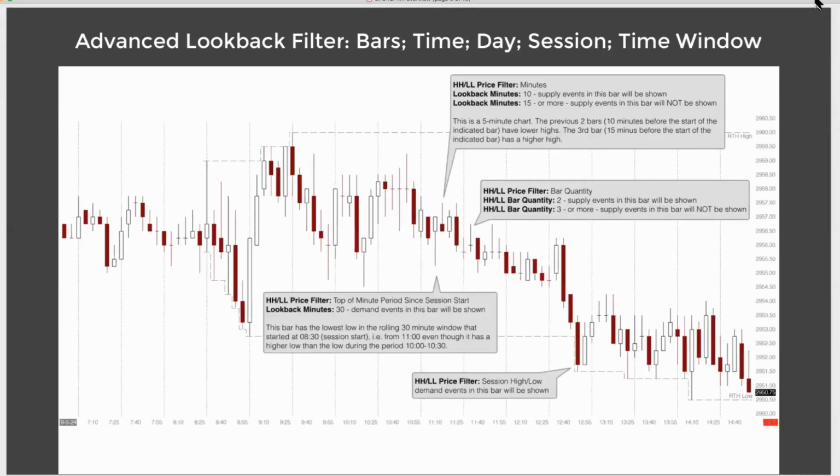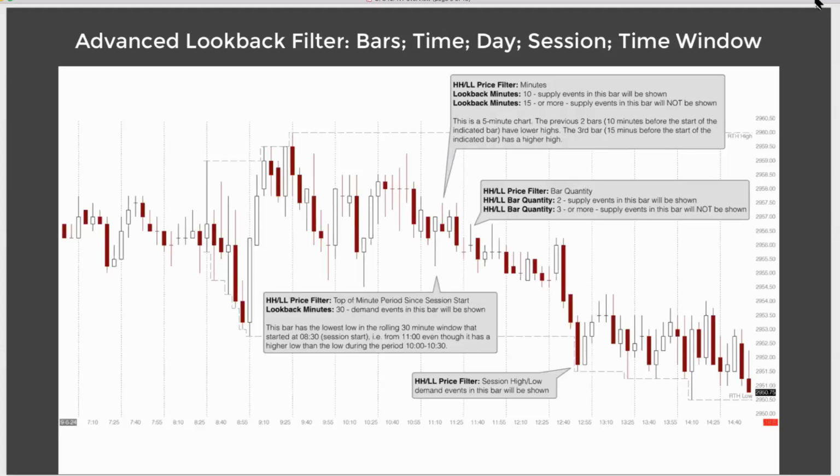The other piece of really smart functionality we've got is we call our advanced look-back filter. So sure, we can find events in bars, but you can filter what is relatively high and relatively low. And the means by which we can filter are simply looking back for higher high, lower low over a number of bars, fine. We can do the same thing though across minutes.